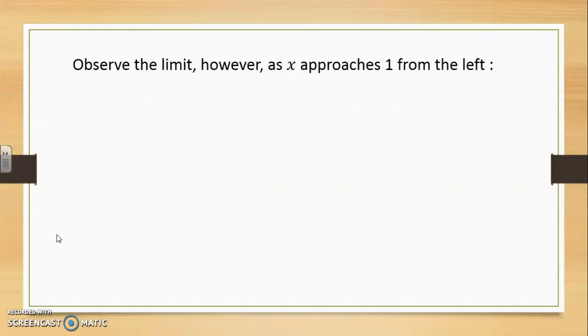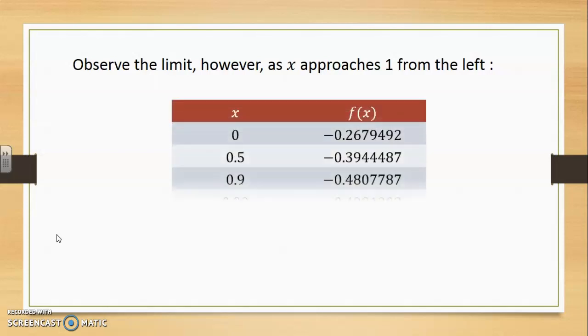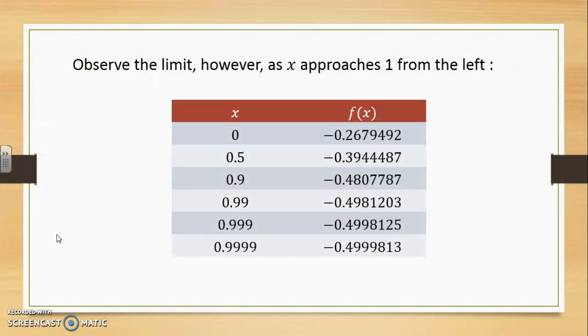Observe, however, the limit as x approaches 1 from the left. So, as we've done in our previous video, I have let x approach 1 from the left, which is the left-hand column. So x started from 0 and progressively is getting closer to 1. And the resulting value of the function for this sequence of values seems to be approaching minus 0.5 or minus a half.